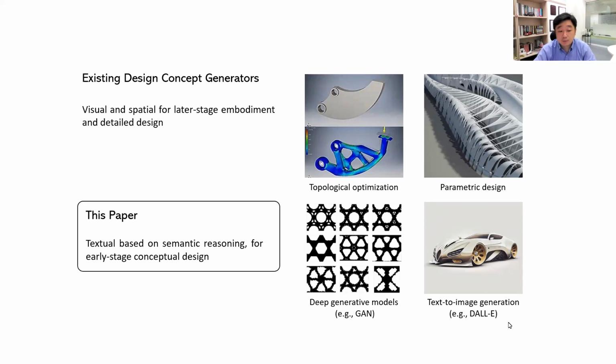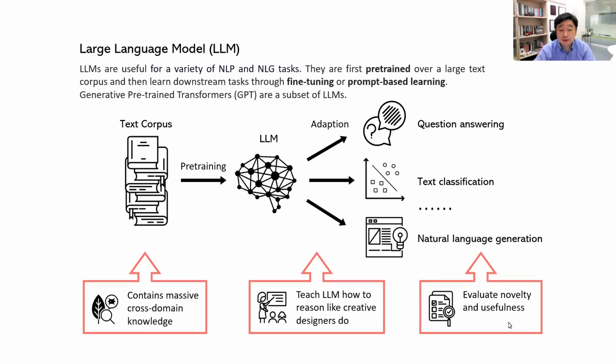And our work is complementary, and we focus on the early stage conceptual design. For that stage, when we generate the first idea, solving a problem or new problems, we often do semantic reasoning. So in this case, text generation based on semantic reasoning will be most relevant. And for this purpose, large language models, such as BERT and GPT, will be perfectly suitable.